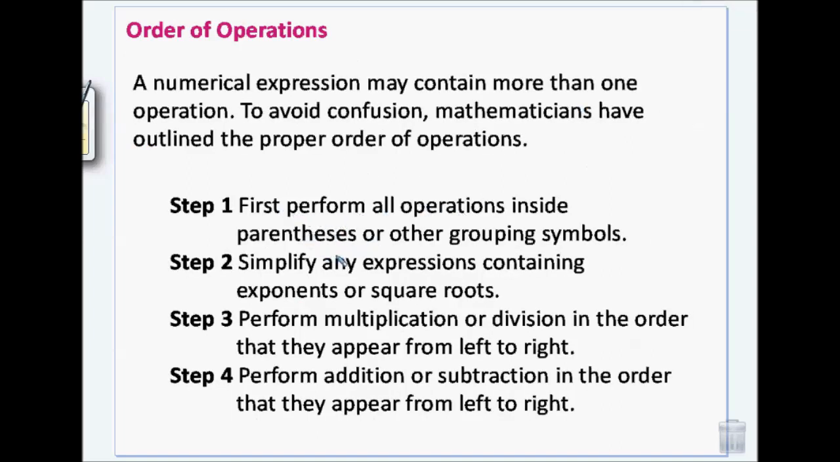First, you're going to perform all the operations inside parentheses or other grouping symbols, and by other grouping symbols, that's brackets, braces, fraction bars, absolute value. Then you do any expressions with an exponent or a square root. Then you do multiplication or division in the order they appear, moving across the problem from left to right, the same direction you read. And then the same with addition or subtraction in the order they appear.